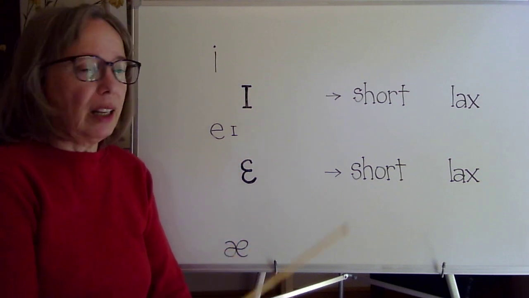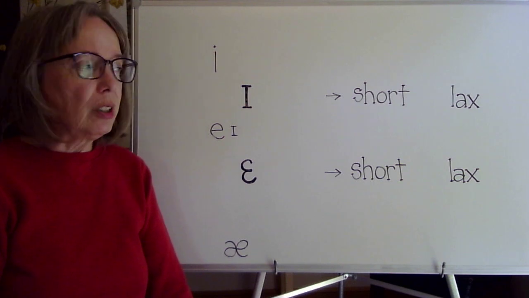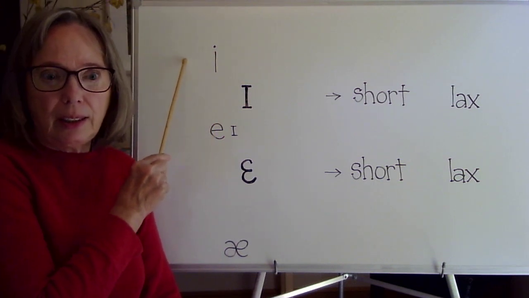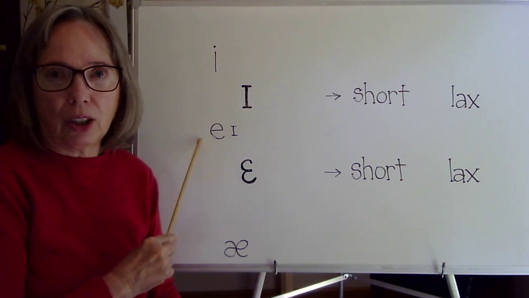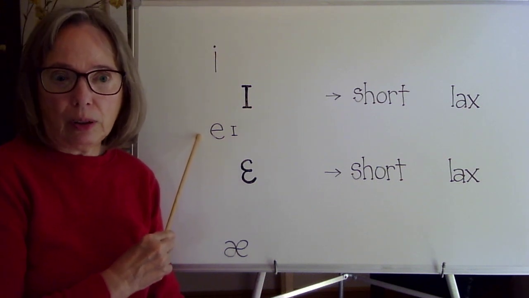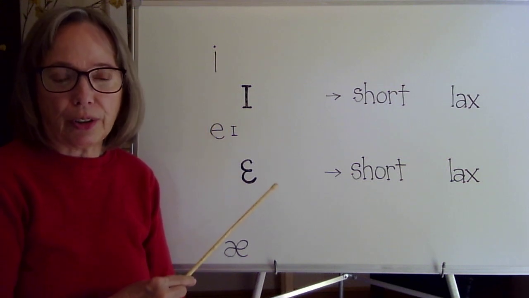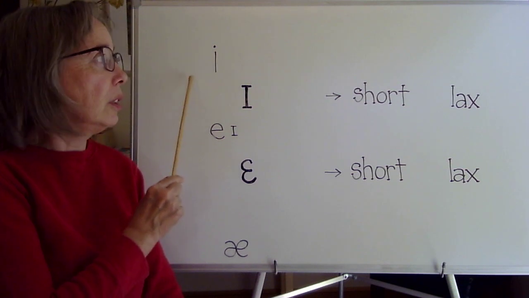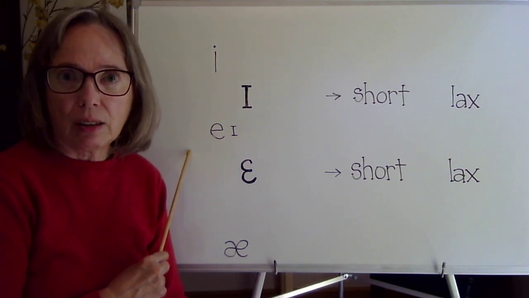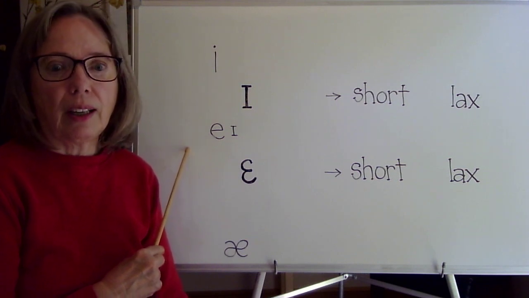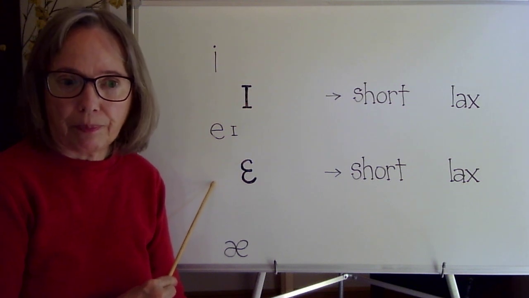You can see that I and eh are quite similar, especially in comparison to E and A, because E and A are long vowels and I and eh are short. Also, E and A are tense vowels and I and eh are lax.